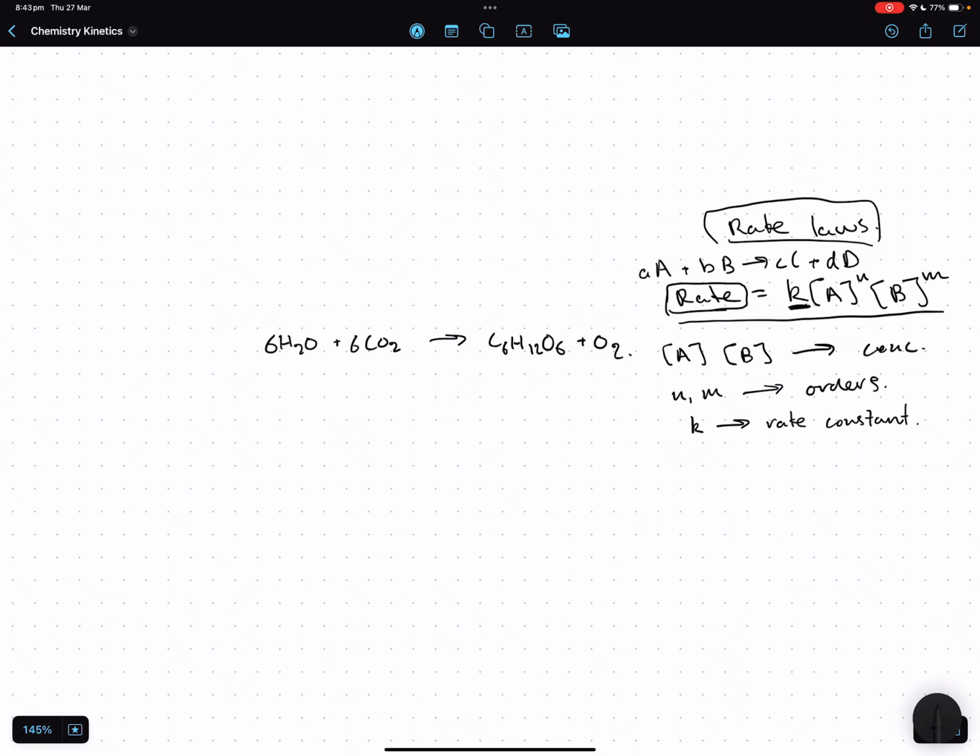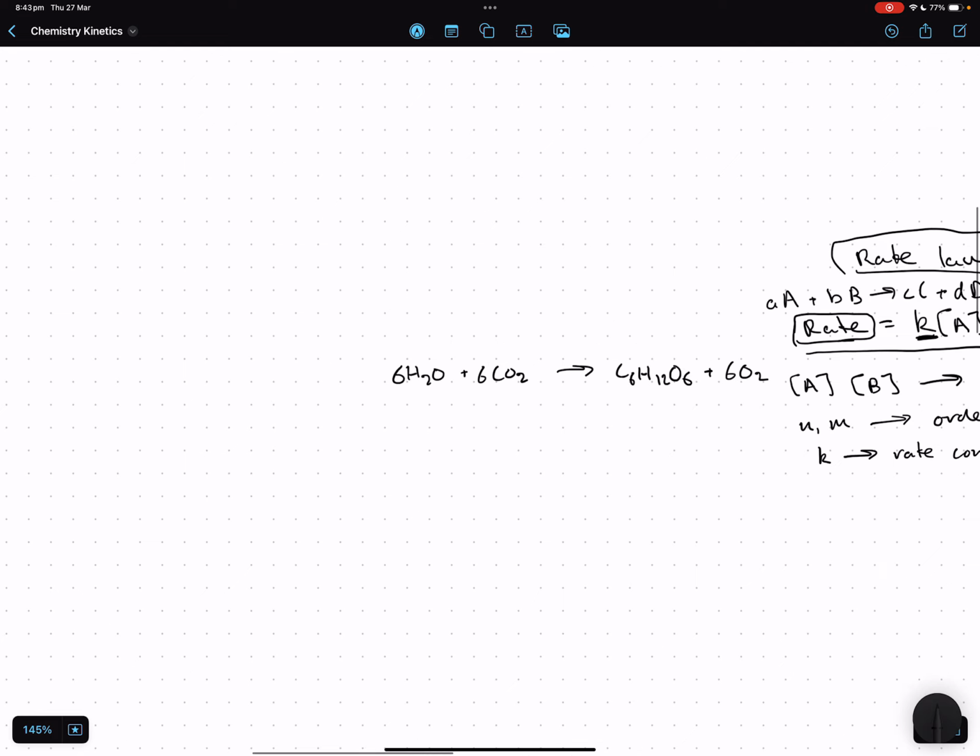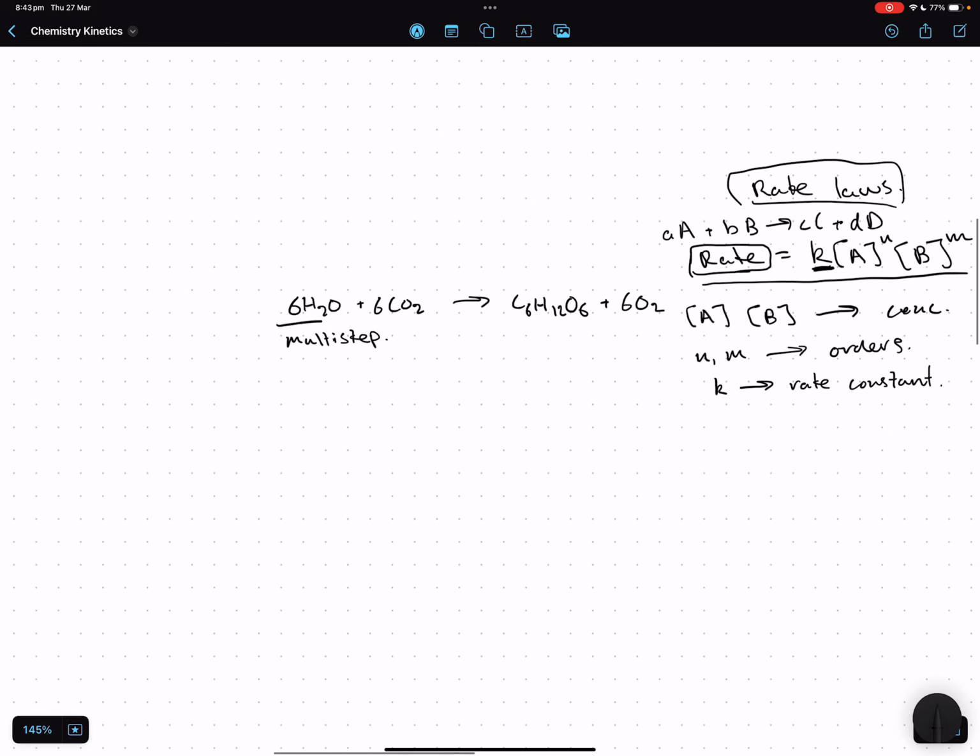Is this accurate? Yes, this will be 6, and this will be 6 as well. We can have these sorts of equations, but these equations are multi-step and very complex. A lot of stuff goes on in these equations before we have the overall equation being represented.